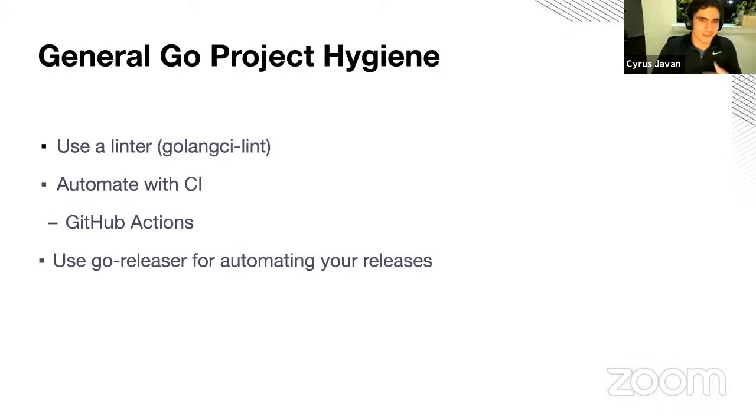And finally, just general Go project stuff. You want to use a linter, definitely do that as early as possible. Automate it all with continuous integration. Use GitHub Actions. It's free, and it's really easy to integrate with your GitHub projects. And when we're finally ready to release, we automate all that using GoReleaser. HashiCorp has great tutorials on how to use GoReleaser to release your Terraform provider consistently and make sure everything is nicely signed binaries for all the different platforms you want to support.